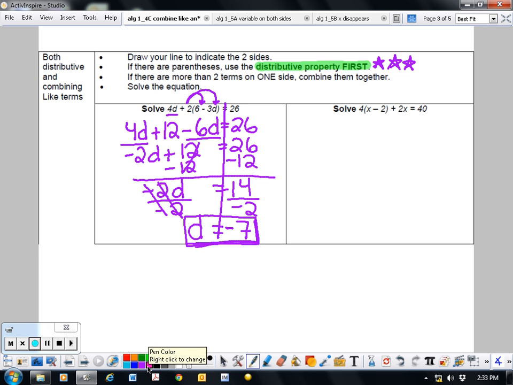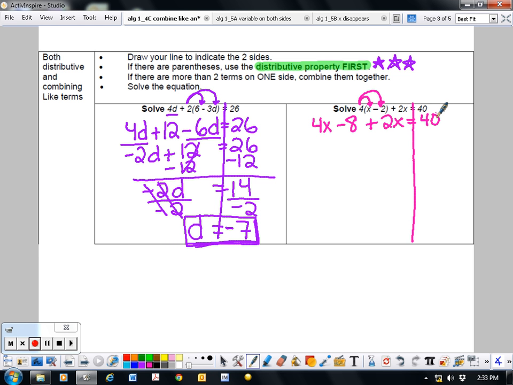Okay, so for our next equation, same idea. I have a parentheses. Let's draw my line to indicate the sides. We're going to get rid of that 4, so I'm multiplying it only inside the parentheses. 4 times x, 4 times minus 2. So 4 times x gives me that 4x. 4 times minus 2 gives me minus 8. And then I have this 2x that wasn't inside the parentheses, so it's just hanging out. Nothing's changing with him yet. And on the other side, we have our 40.